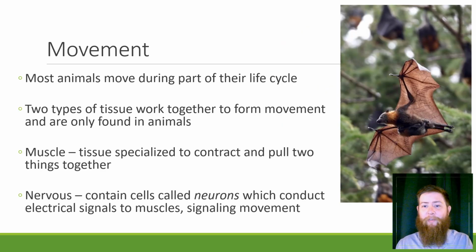We said that most animals move during some part of their life cycle. Sometimes it's very dramatic, like this flying fox here. But this movement is really the fusion of two types of tissues found in animals. The two tissues are muscle tissue, which is specialized to contract and pull two things together, and nervous tissue, which contains cells called neurons to conduct electrical signals to muscles, usually from a brain or brain-like structure, which signals movement. Just, hey, I want to fly now. Hey, I want to walk now. Hey, I want to grab the doorknob now.